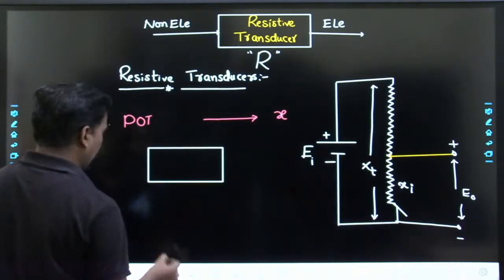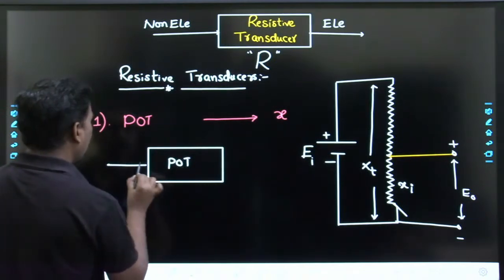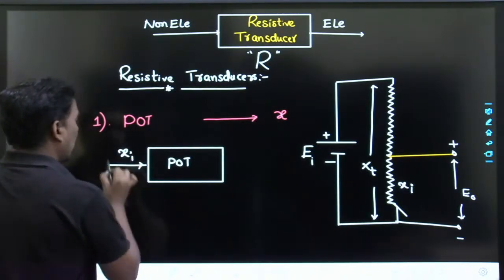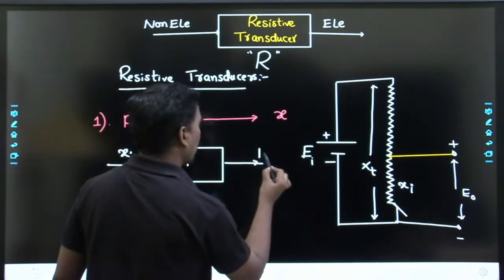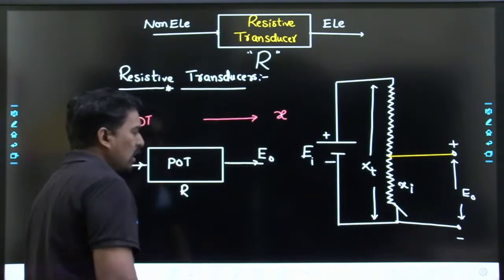Potentiometer, what is happening? For a potentiometer, I am applying input displacement and output is voltage. So in the process of conversion of displacement to voltage, resistance is involved.